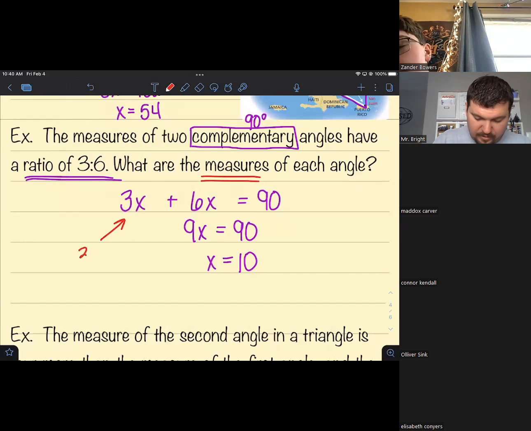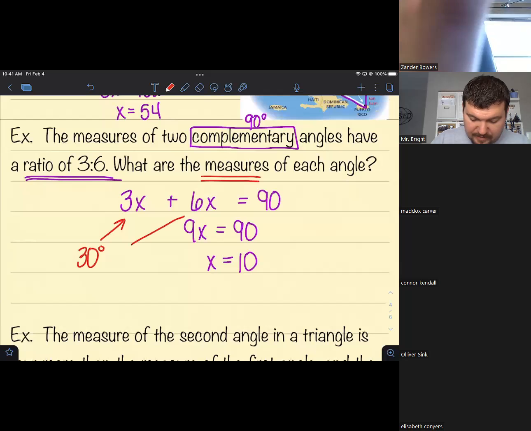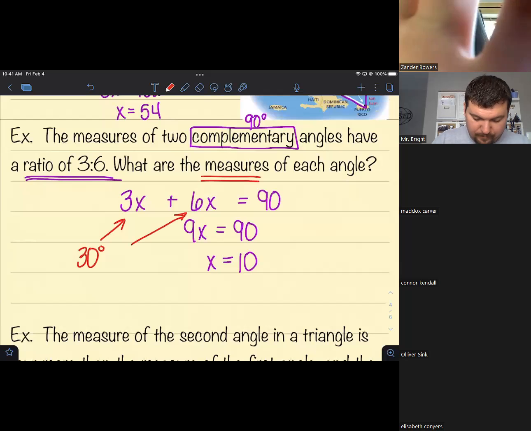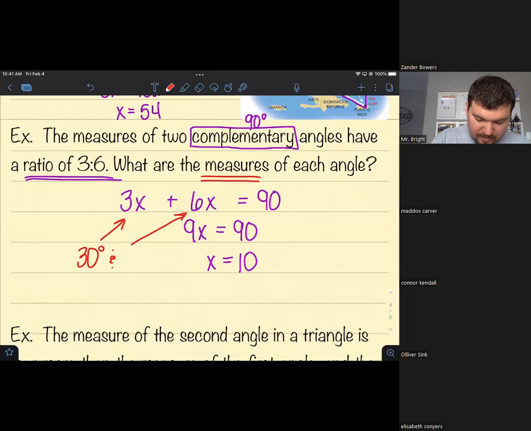Okay, so I'm going to put 30 degrees. Remember, when it says measure, we put the degree symbol. And then the 6x angle, what's that going to be? 60. 60, exactly.